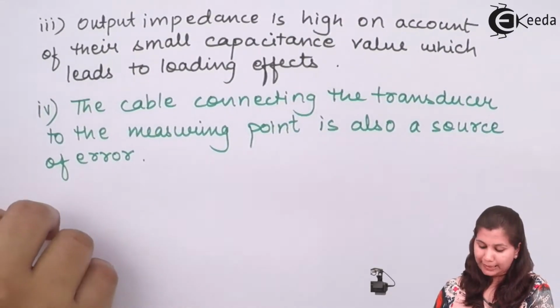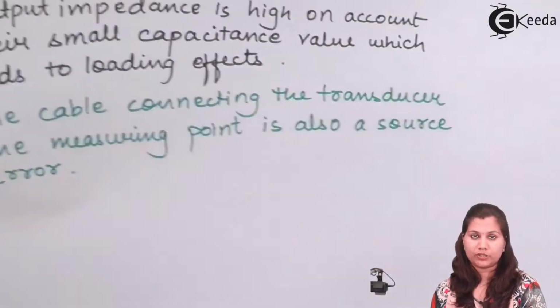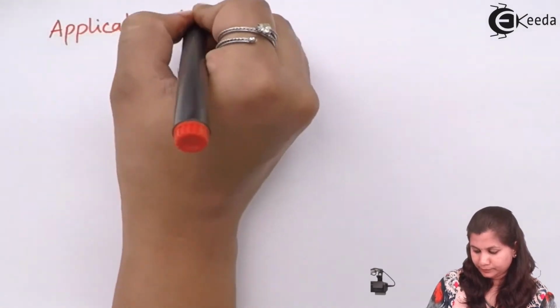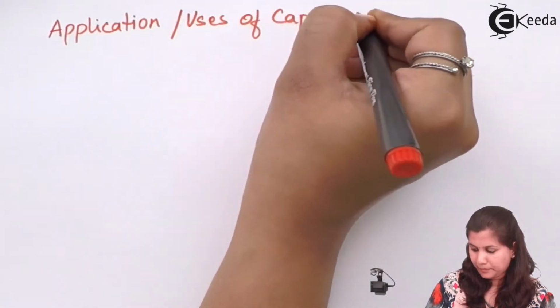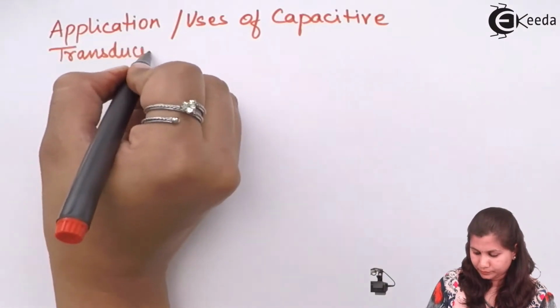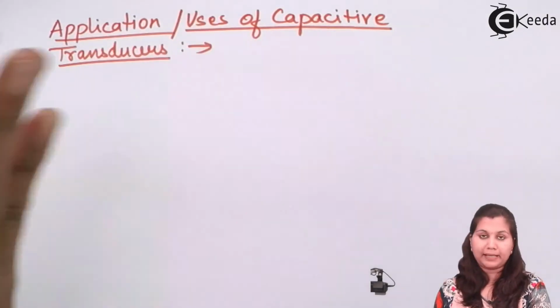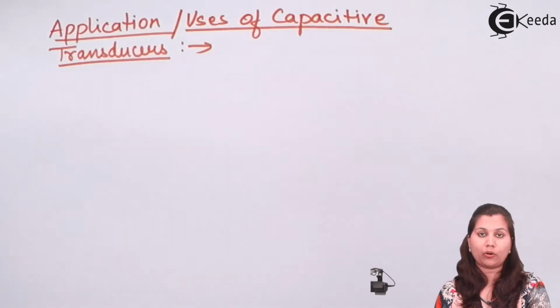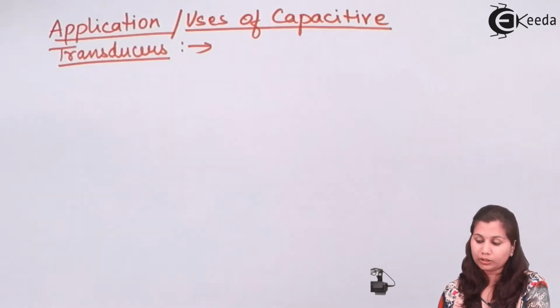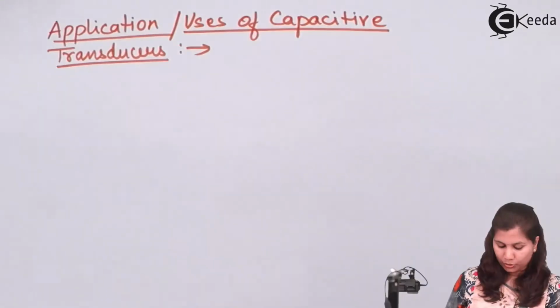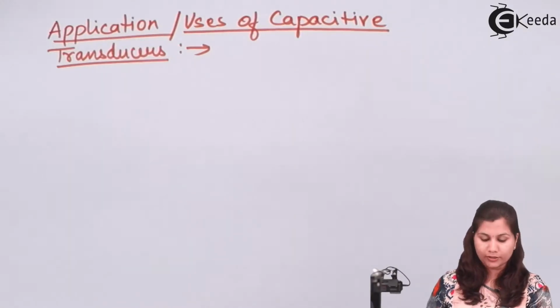Now let us come to the applications or the uses of capacitive transducers. As we have studied earlier, the capacitive transducers are used for the measurement of physical quantities: displacement, flow, pressure, level, and torque. These physical quantities are measured by changing the capacitance, and they are converted into electrical quantities. So let us see the applications of capacitive transducers.